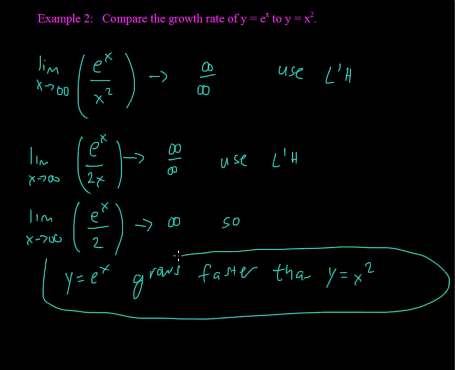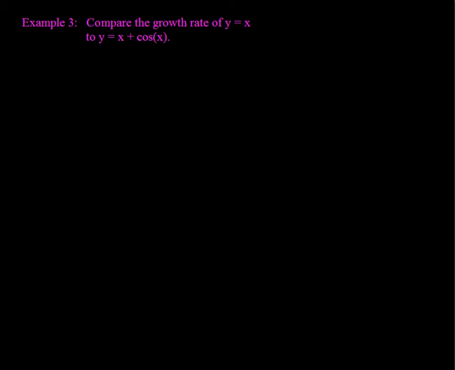And that's the answer to that one. All right, I think I just have one more example here. I actually have two more examples. Okay, so we'll go example 3. Let's compare the growth rate of y equals x to y equals x plus cosine of x.